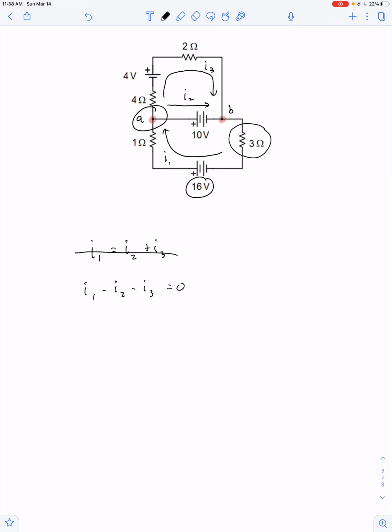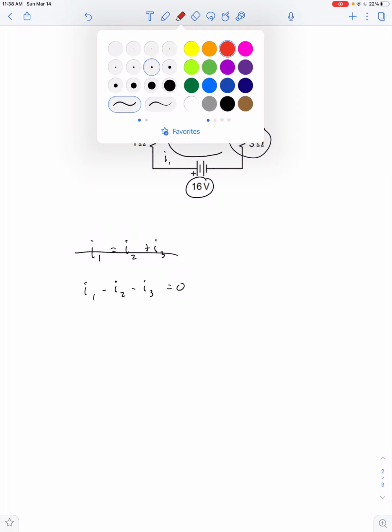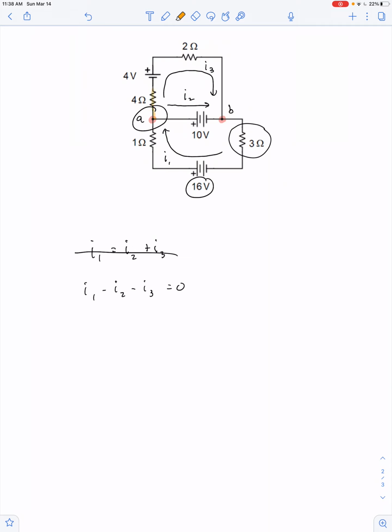Let's apply the loop rule. How about I use this upper loop?